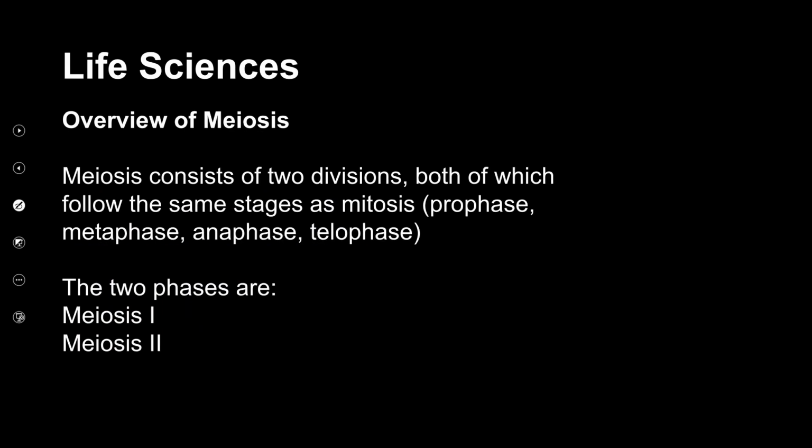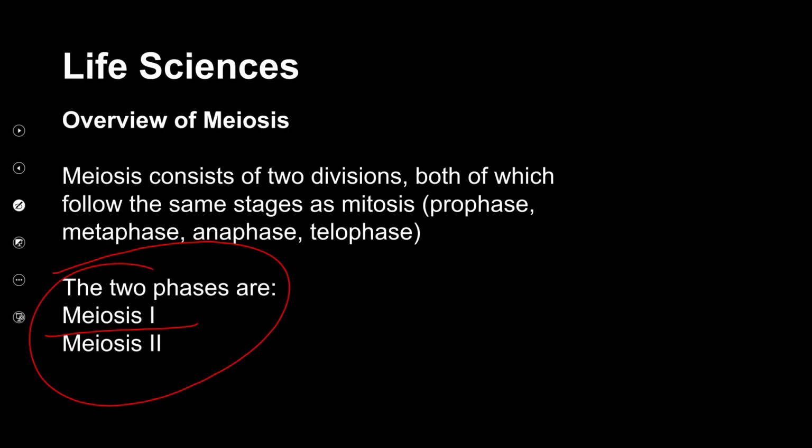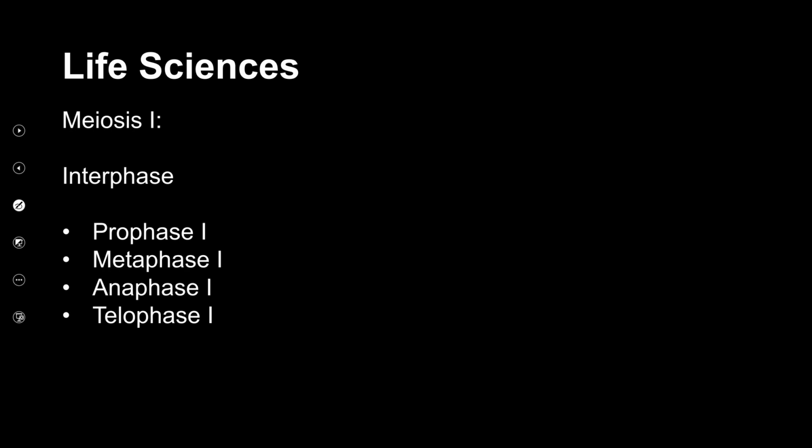Okay, it's important that we look at an overview of the process, and we recognize that meiosis consists of two phases, meiosis 1 and meiosis 2. We often recognize that by looking at different phases in meiosis 1, and we know that there's one interphase that happens just before meiosis 1, which is then followed by prophase 1, metaphase 1, anaphase 1, and then telophase 1.